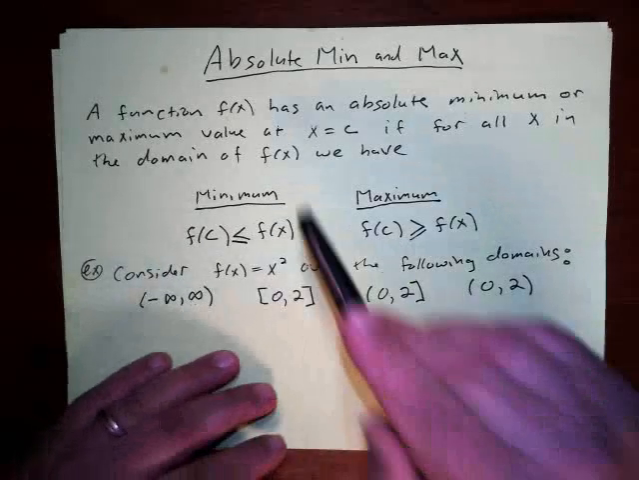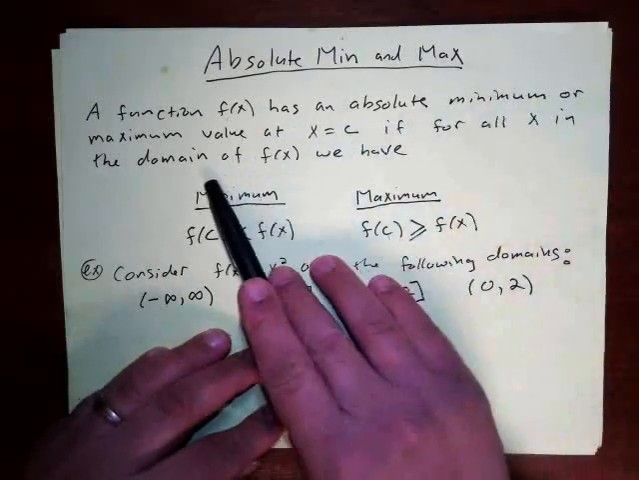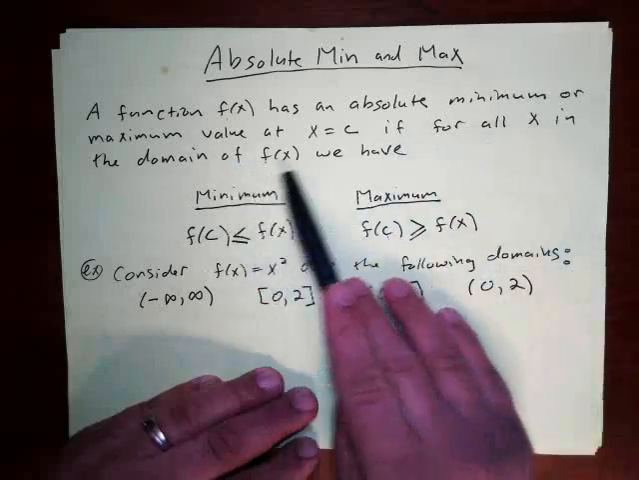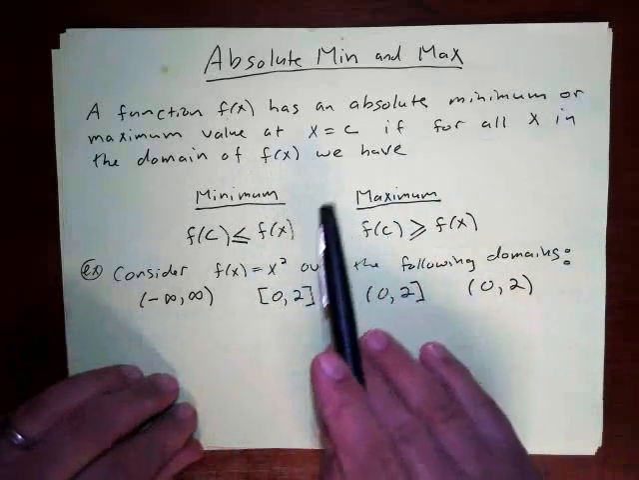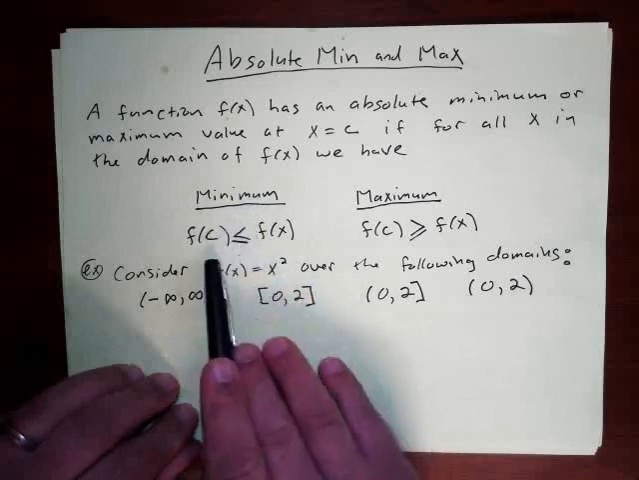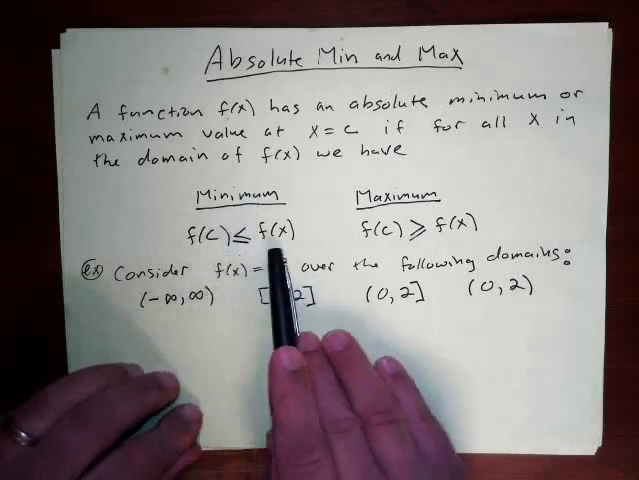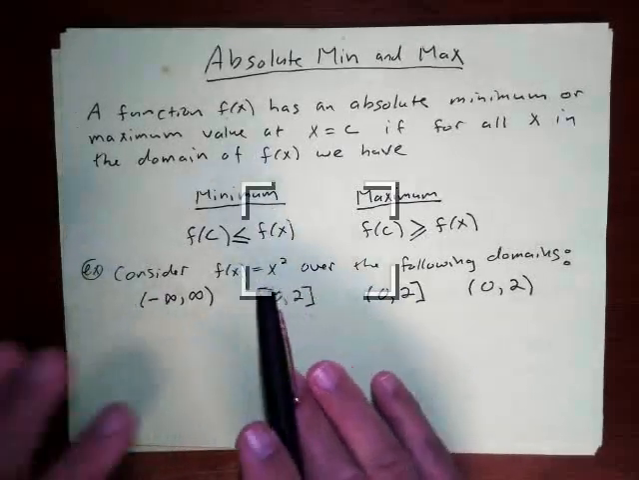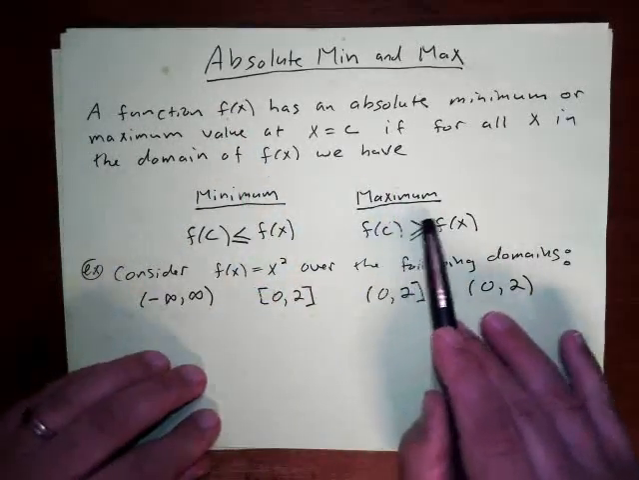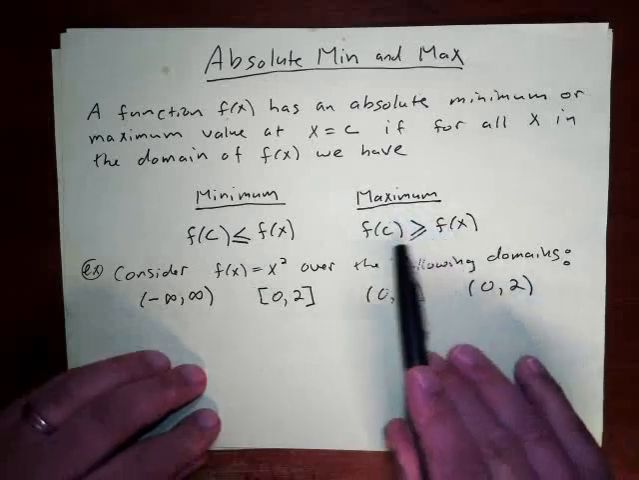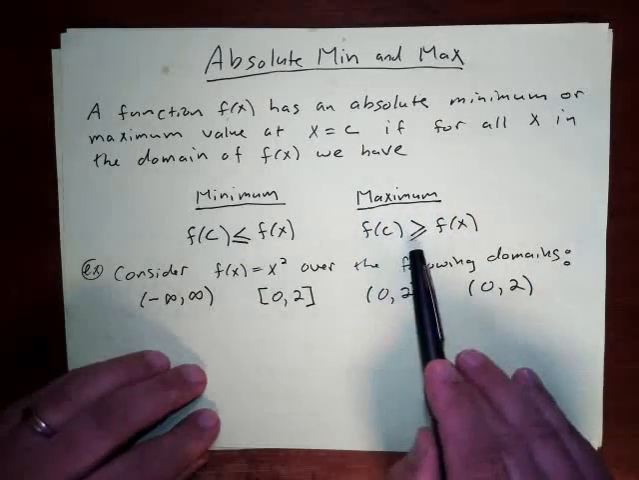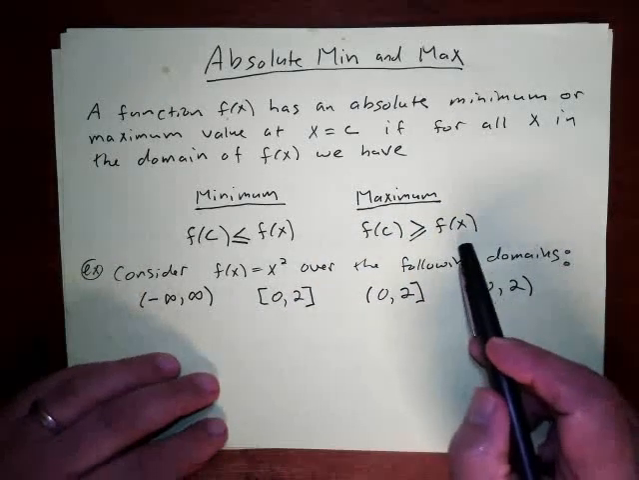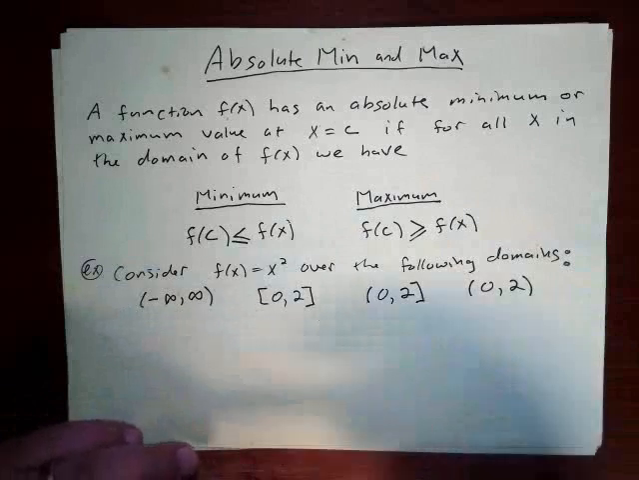Okay, so a function f of x has an absolute minimum or maximum value at x equals c if for all x in the domain of the function, it'll be a minimum if f of c is less than or equal to all the other possible values of the function over the entire domain. And then it has an absolute maximum if f of c is actually greater than or equal to all the values of the function over the entire domain.